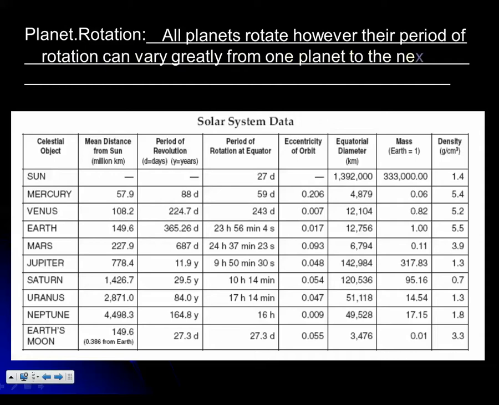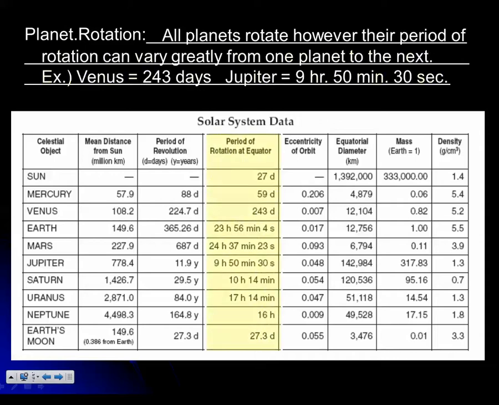Okay, all planets rotate. However, their period of rotation can vary greatly from one planet to the next. Venus, really, really slow rotating planet. 243 Earth days for Venus to rotate once. So that planet's just getting cooked on one side as it slowly rotates.